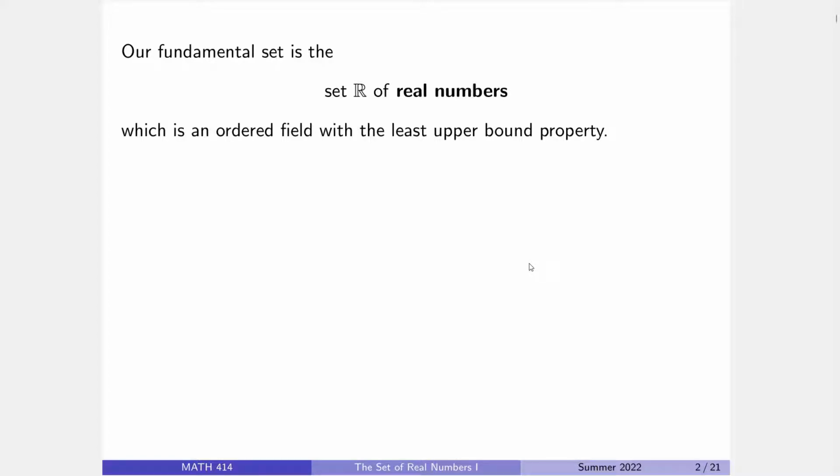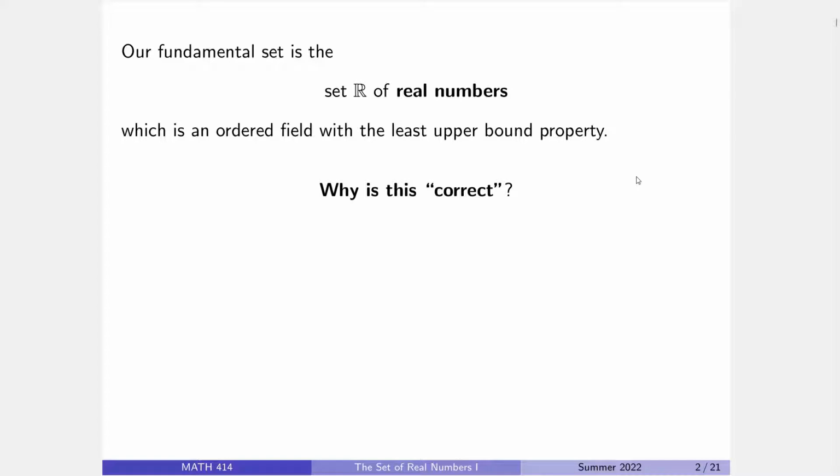It is an ordered field with the least upper bound property. So it has addition, it has multiplication, it has ordering, and all three of those behave the way we think they should. Addition does what addition does, multiplication does what multiplication does, and ordering does what ordering does. And the key ingredient that makes the real numbers the real numbers, and different than the rationals, is the least upper bound property.